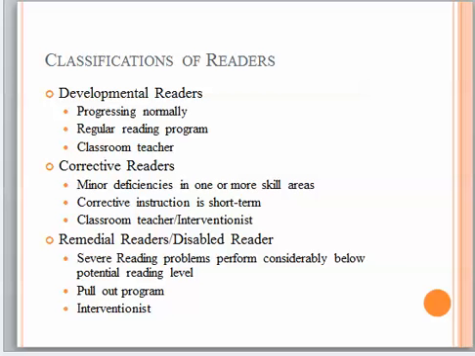The corrective reader is that individual who has a few deficiencies in one or more skill areas. The instruction is usually short-term, and it can be completed by the classroom teacher or perhaps an interventionist. The remedial reader or disabled reader has severe reading problems. They usually perform considerably below their peers or their potential reading level. They may receive instruction by an interventionist, and it's often in a pull-out program.